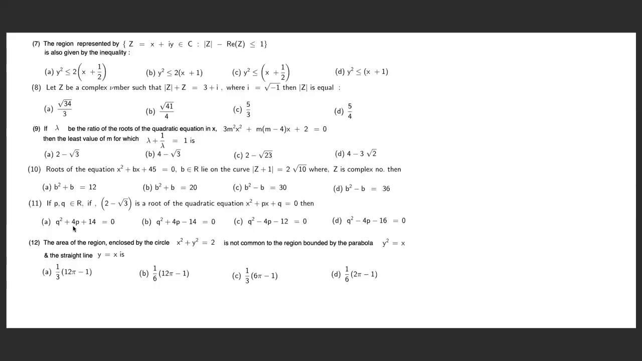Let us look at another problem. You have to find the area of the region which is enclosed by the circle x square plus y square is equal to 2 and is not common to the region bounded by the parabola y square is equal to x and the straight line y is equal to x. So let us see the possible answers.